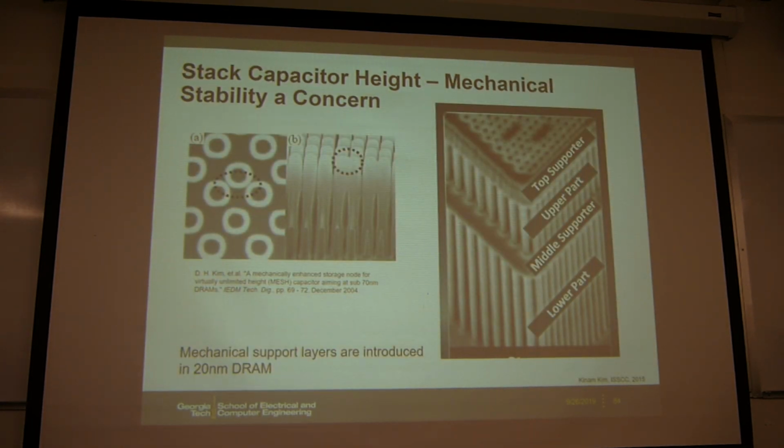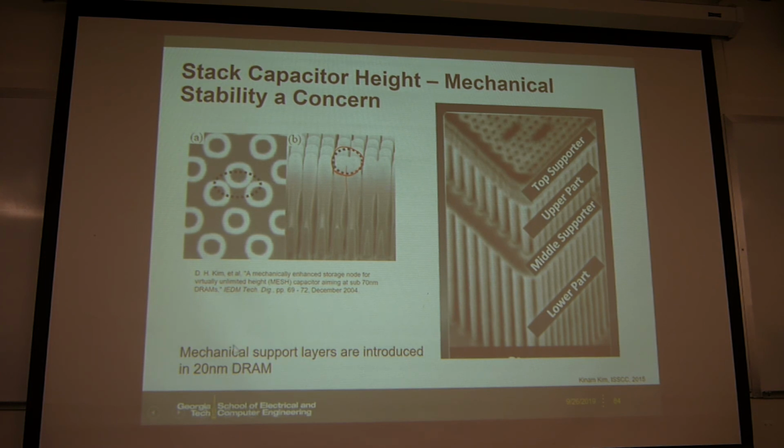So here are some images for the stacked capacitor. There are some problems because of this aspect ratio being too high, right? It's like this pen standing up here. If this pen is very high, then it may fall down, right? Due to this very high aspect ratio, we do have this kind of problem. For example, here are some images of a failure in the product. You see here under the microscope, two capacitors just clap together. And this is a mechanical stability problem.